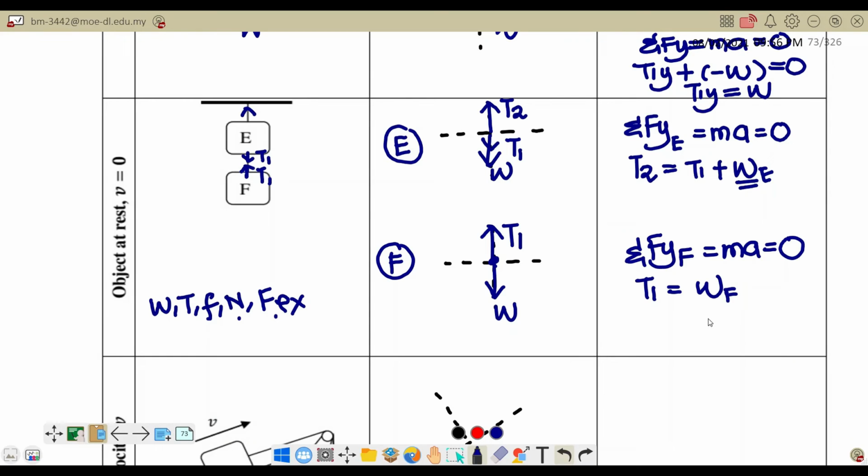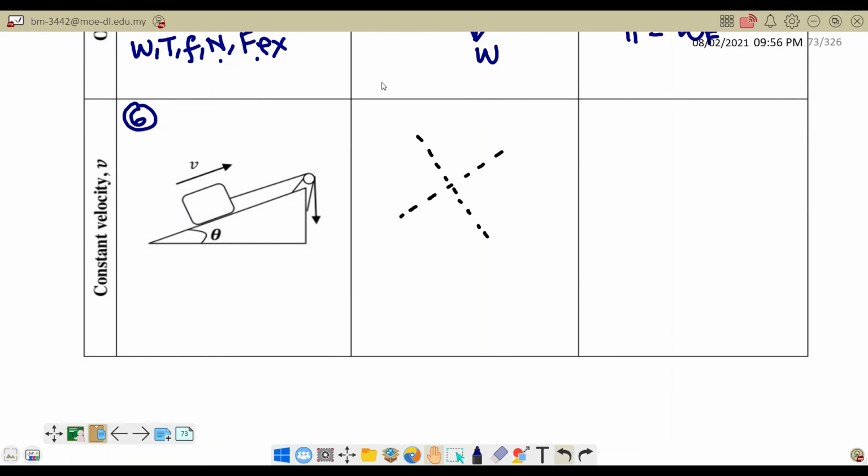Next we go to question number 6. Just now was question number 5. Question number 6 is also an inclined plane, and the object is being pulled upward. There is a force pulling upward.